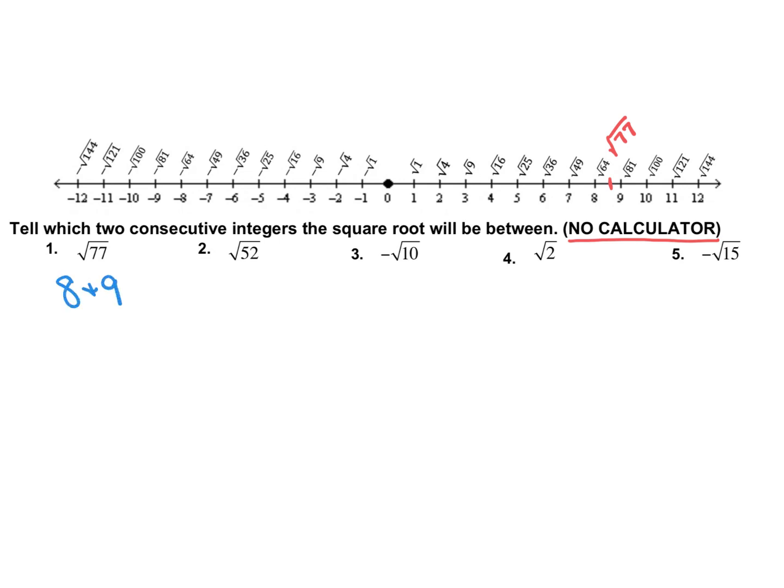All right, so let's locate the square root of 52. Now the square root of 52 is between the square root of 49 and 64, so we've got the square root of 52 right here. So because it's between the square root of 49 and the square root of 64, it is between 7 and 8.